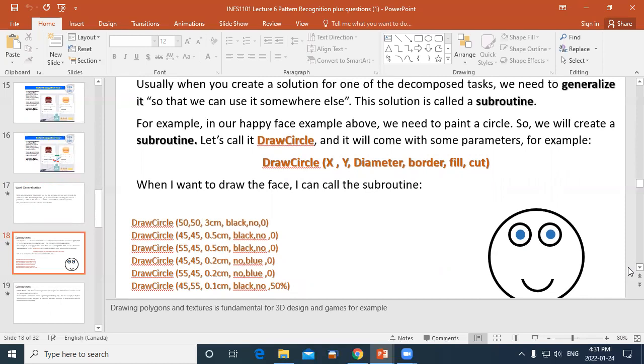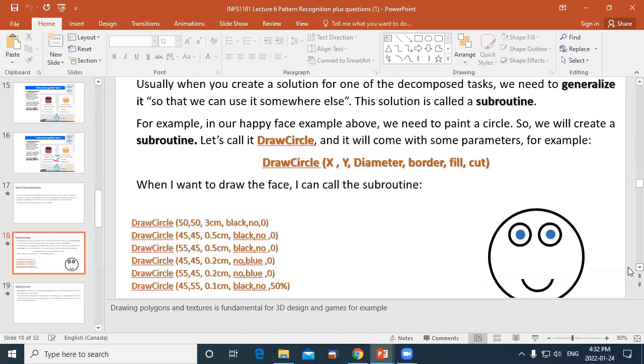Depending on how they are, we'll get different circles, right? One of those is going to be a 3-centimeter black circle, and one of them is going to be a 45-45. I'm not sure what the first thing is. Yeah, that's XY, it's going to be the center of the circle, I guess. So that's a coordinate. So coordinates, diameter, how wide is it? What is the border? Is it filled or is it cut? Only one of those has got a cut. It's 50% of a circle, and they all have different centers. One of them has a different color, blue.